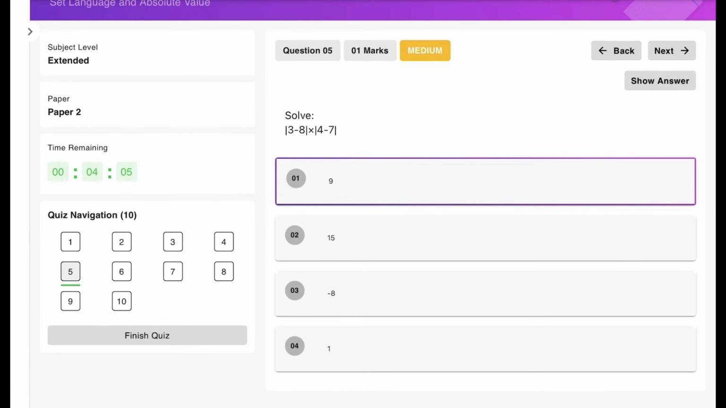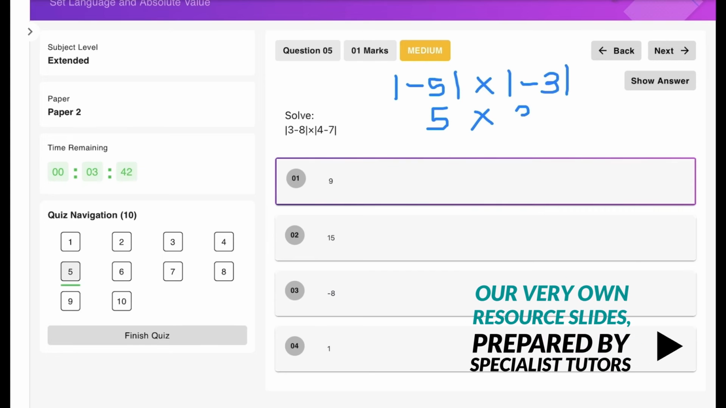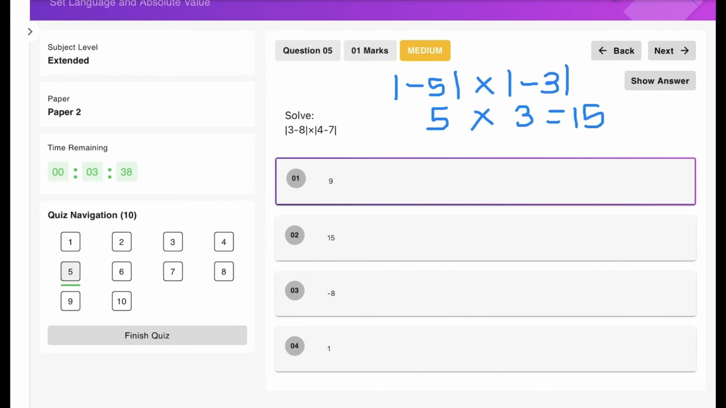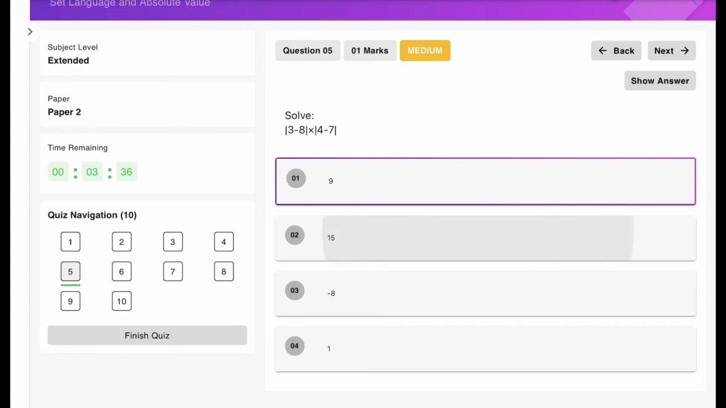All right, time to practice a few questions. So we're going to start off with this one. Solve 3 minus 8. So that's going to be negative 5. Modulus is the name given to the lines here. So 4 take away 7 is going to be negative 3. And with the use of the modulus, we're going to remove the negatives in front of the 5 and 3, which leaves us with an answer of 5 times 3, 15. So we're going to go for 15 for this one.